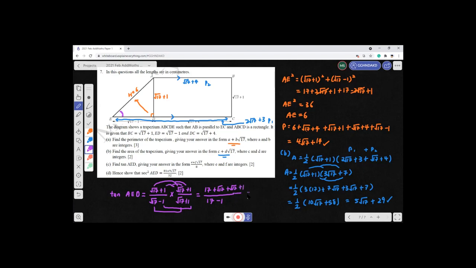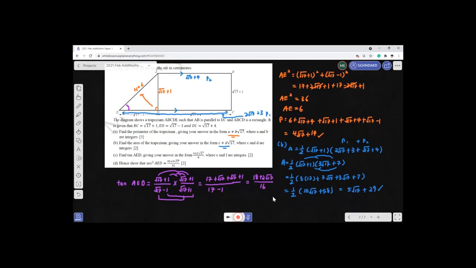So overall, 18 plus 2√17 divided by 16. So as I can see, everything can be simplified by dividing by 2. Everything can be simplified by dividing by 2. So I get (9 plus √17) over 8. So which is in this form.